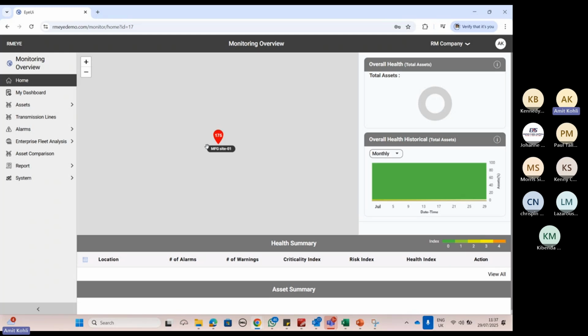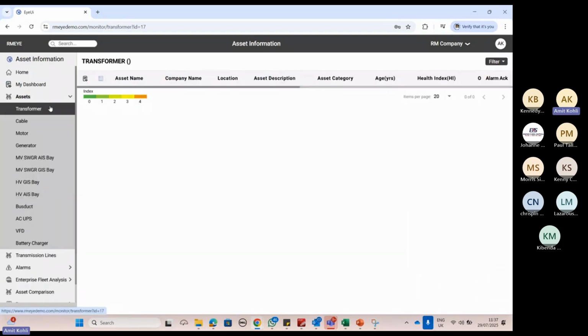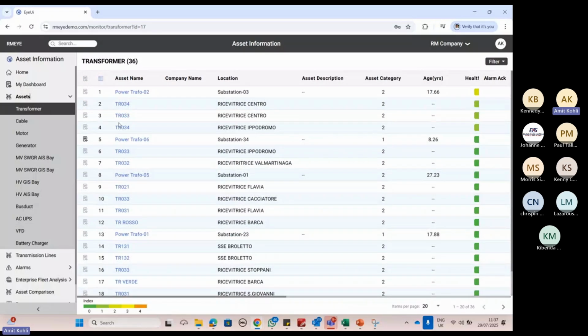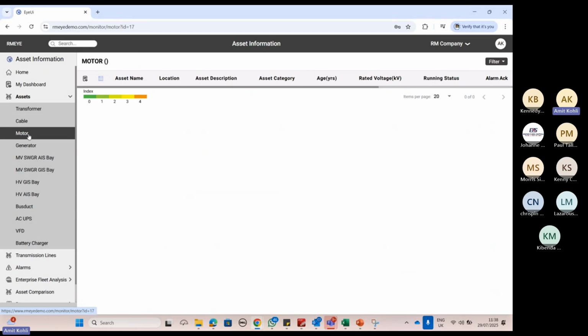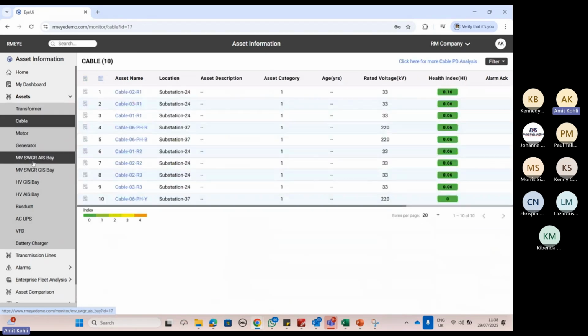So for all electrical assets, if I want to plan what transformer I should select for maintenance or replacement this year, next year, or in the next 5 years, we have given this categorical view of different assets, where we have categorized different assets into different asset classes, like transformers, cables, motors, generators, switchgears, medium voltage switchgears, high voltage switchgears, AIS, GIS, bus duct, UPS.